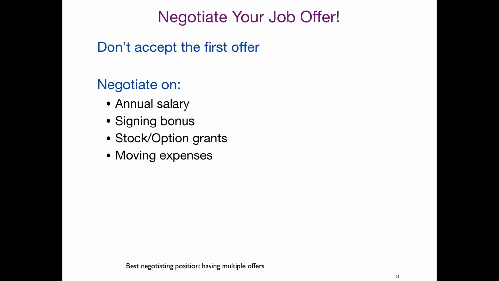So negotiate everything, but the one-off things are easiest to get, but have the least value to you, overall. And stock and option grants are great. If you're at a startup where there actually is no public traded value, then don't count on those as much. But if you're going to Google or Facebook or something like that, then that's definitely real money, and it's worth thinking about.